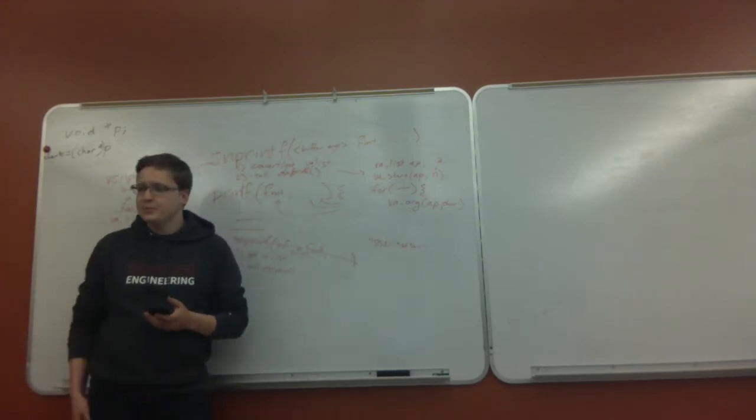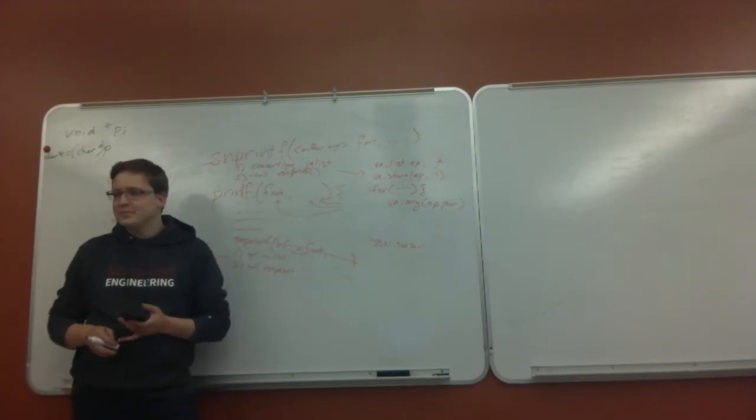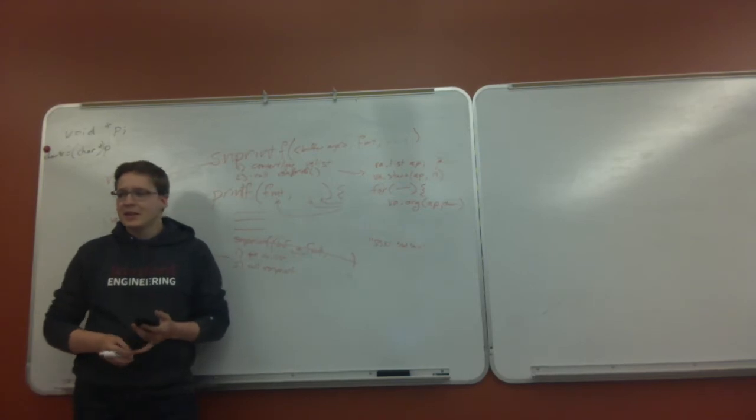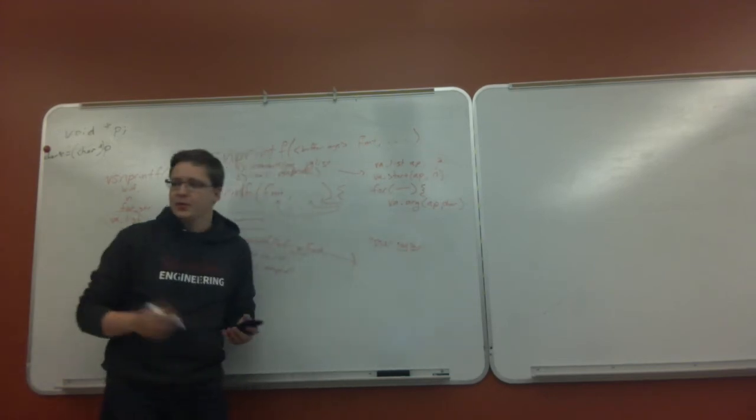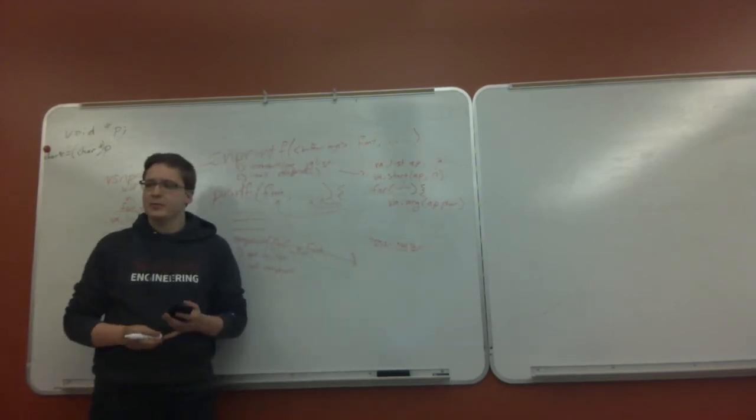So is that just going to be a bunch of if statements, like if %d, then va_arg int? Yeah, pretty much. You're going to be iterating through each of the percent signs and turning them into what you want them to be.